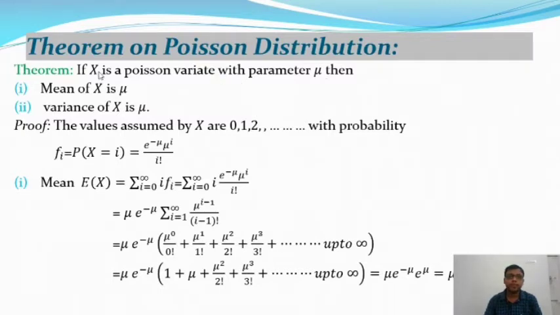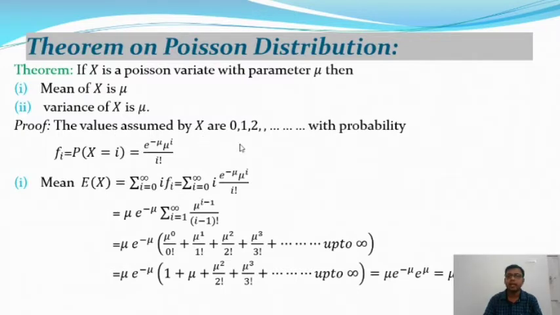So then the mean of X is mu as well as the variance of X is mu. So in a Poisson distribution, the mean is mu as well as the variance is mu. So here is the proof of the given theorem.